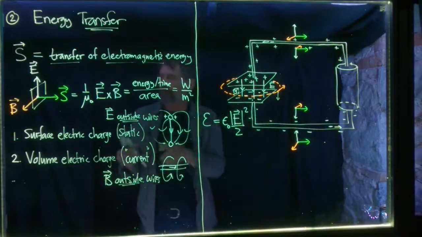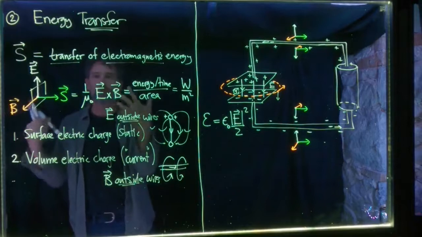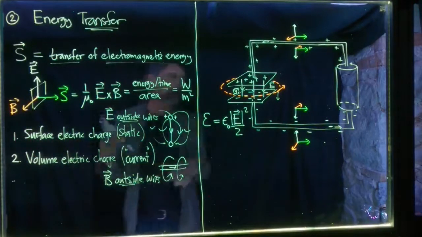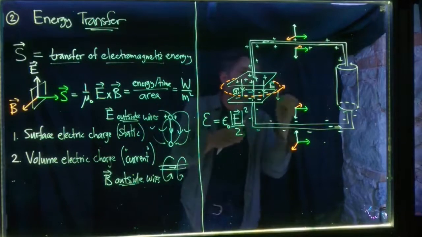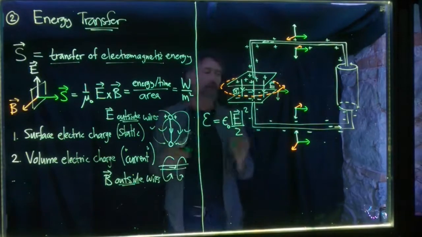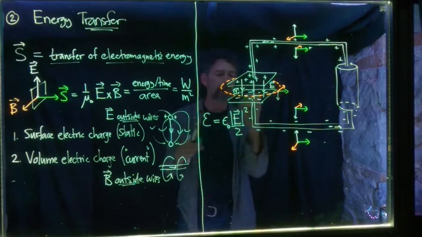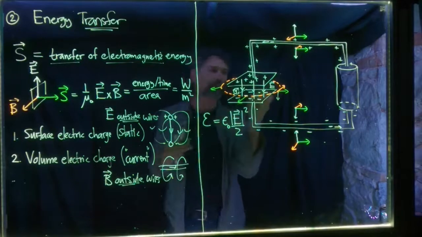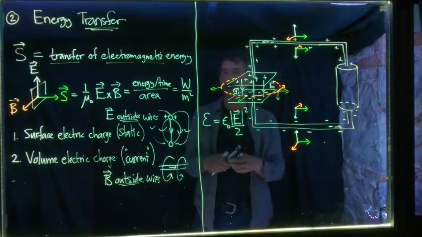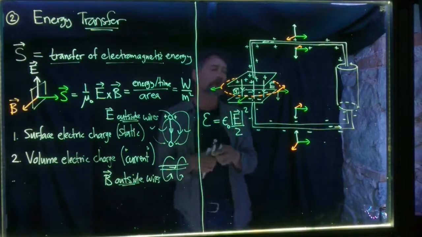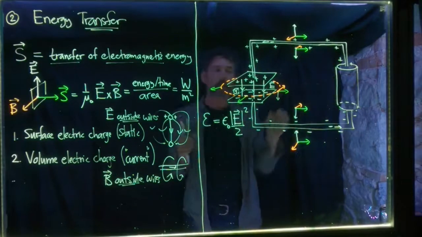So if we work out the vector cross product, whenever we have an E and a B field, we just work out E cross B. That tells us the direction of the transfer of electromagnetic energy. So here, E cross B is in this direction. It's radially outwards. And if you work it out anywhere in the gap of this capacitor, it's radially outwards. Okay, great.